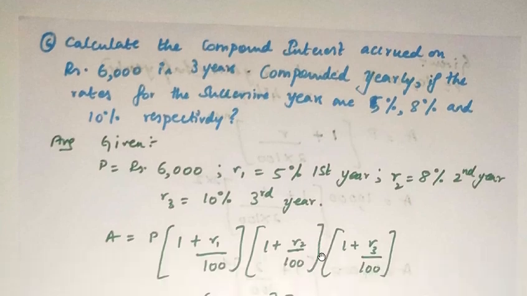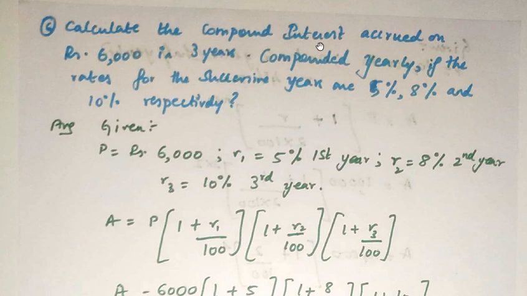So our next question: calculate the compound interest accrued on rupees 6,000 in 3 years, compounded yearly, if the rates for the successive years are 5%, 8% and 10% respectively. So what is given in the question? Principal you have 6,000, rate of interest for the first year they have given as 5%, second year is 8% and third year is 10%.